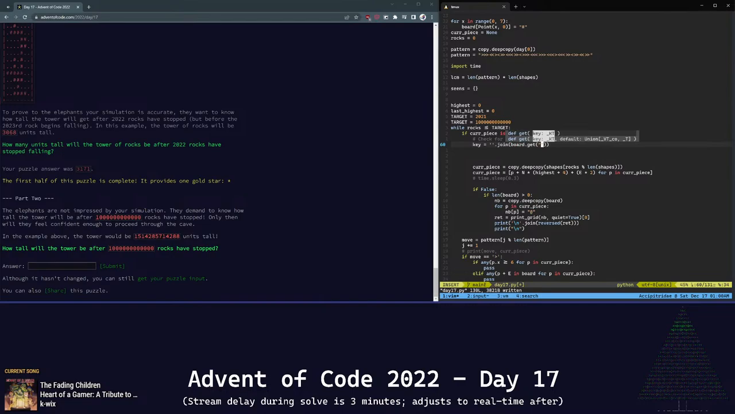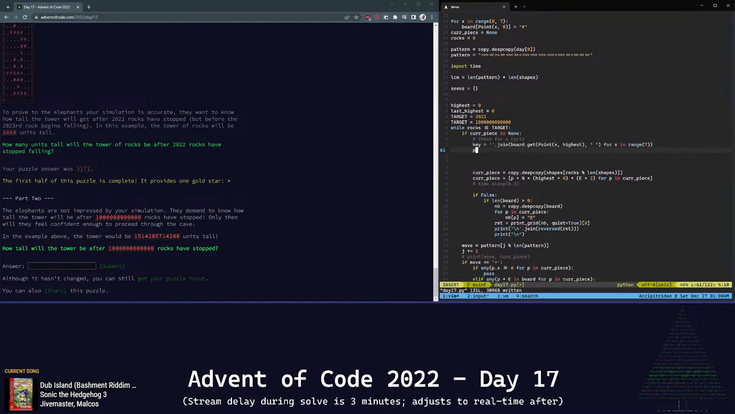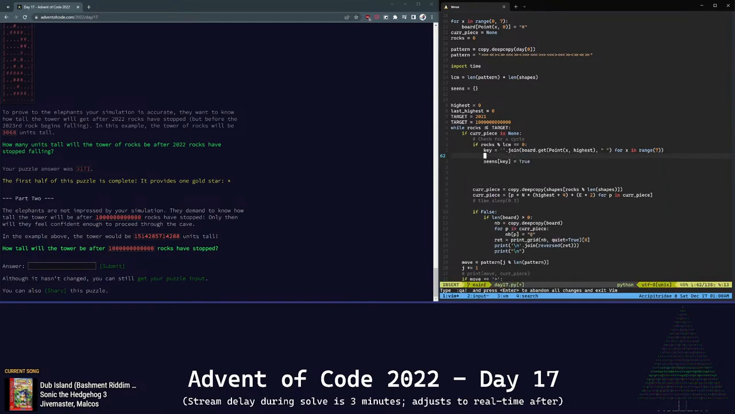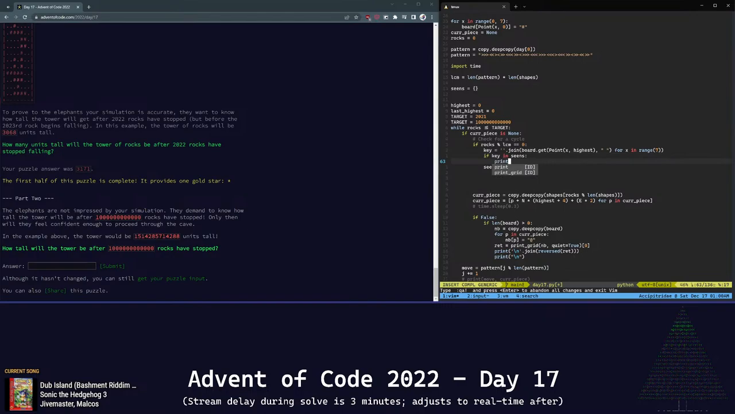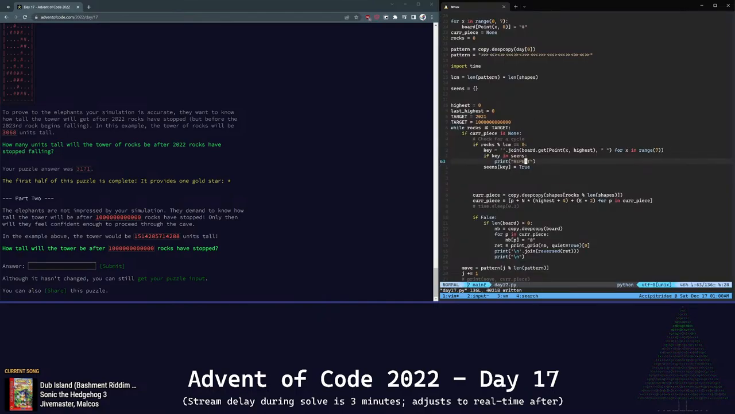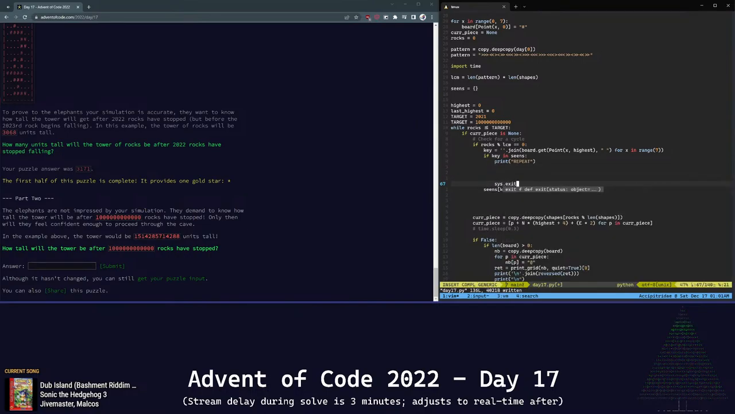The key is going to be joining board.get point x highest, default to a space, for x in range 7. If rocks mod LCM is equal to 0, scenes dot... if key in scenes, so we hit a cycle. If we hit a cycle, we want to do some math, and then we're out of here.